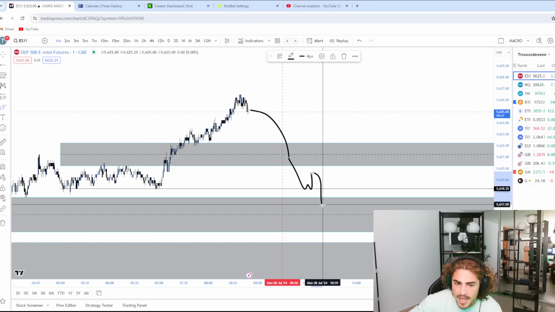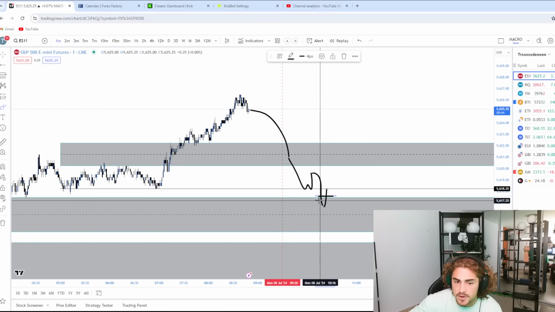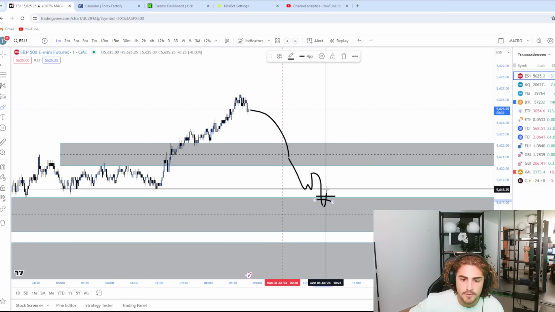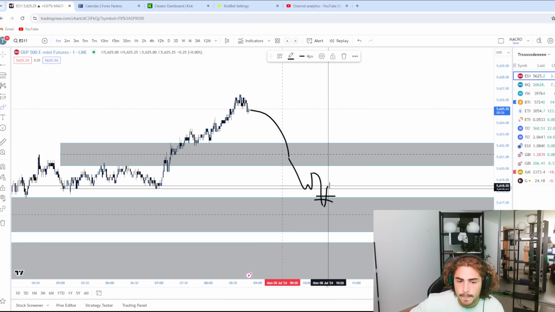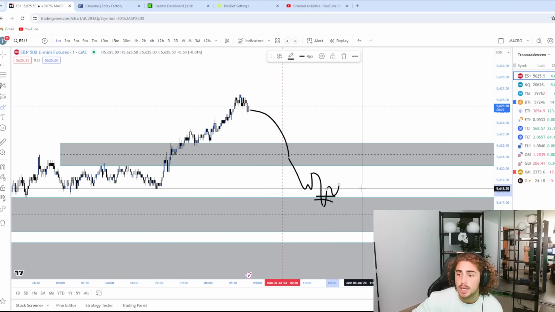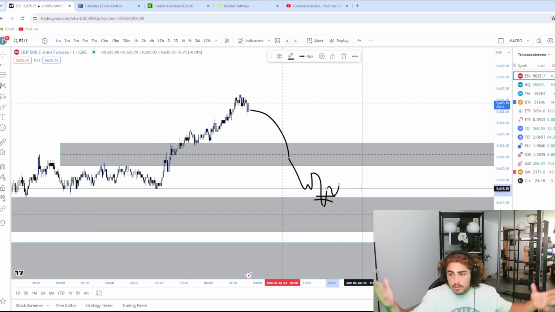If we come into this fair value gap and we get an inverse fair value gap, followed by an order block getting filled and rejections to the upside, what am I doing? I'm pressing long. And that's how you find your daily bias.